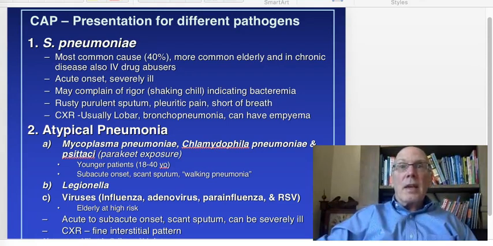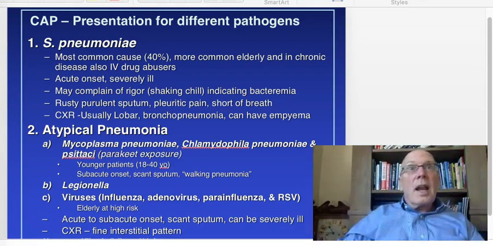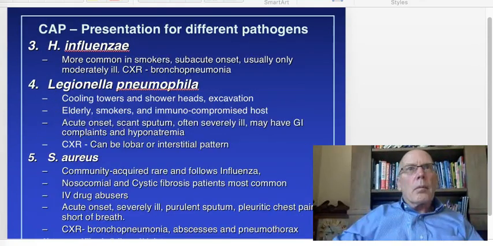The third leading etiology in this group is viruses, in particular influenza, less commonly adenovirus, parainfluenza, and respiratory syncytial virus. Elderly are at high risk for influenza. The pace of illness is acute to subacute, there is scant sputum, and patients can be severely ill, particularly the elderly. Chest X-ray demonstrates a fine interstitial pattern.